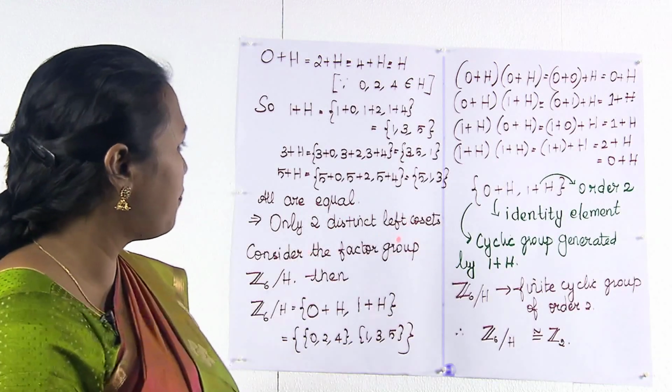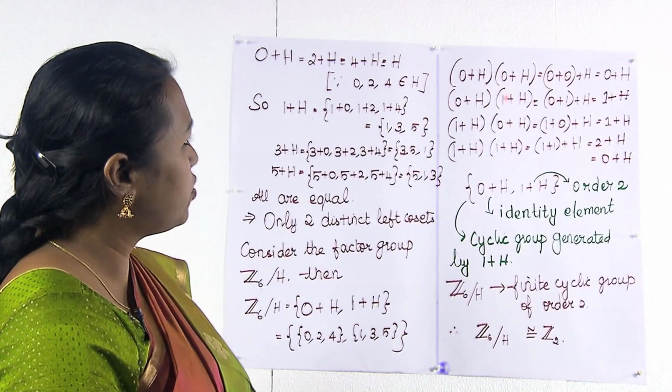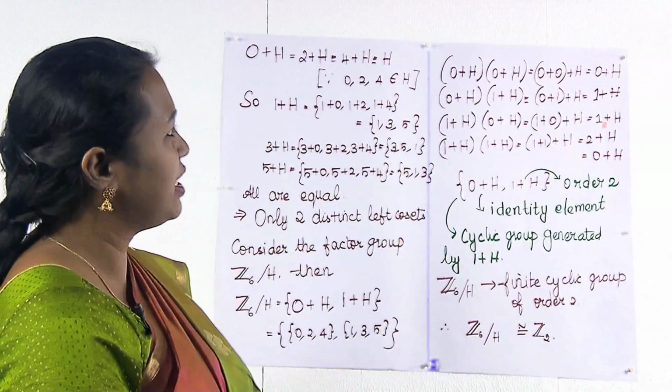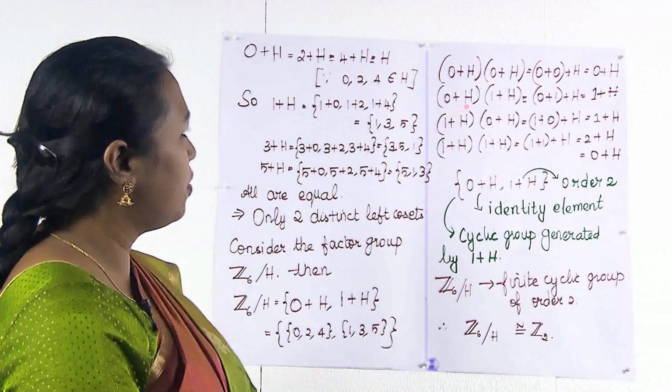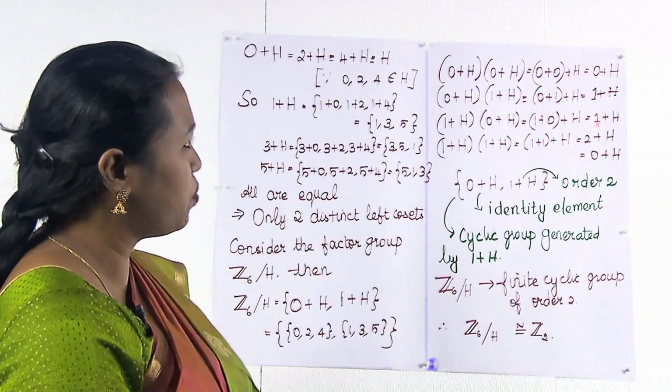Now, let us consider the factor group Z6 bar H. Then Z6 bar H is {0 plus H, 1 plus H}, that is the set {0, 2, 4} and the set {1, 3, 5}. 0 plus H times 0 plus H is 0 plus H, which is again 0 plus H. 0 plus H times 1 plus H is 0 plus 1 plus H, so 0 plus 1 is 1.